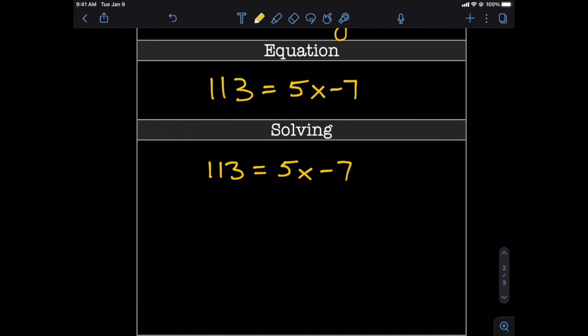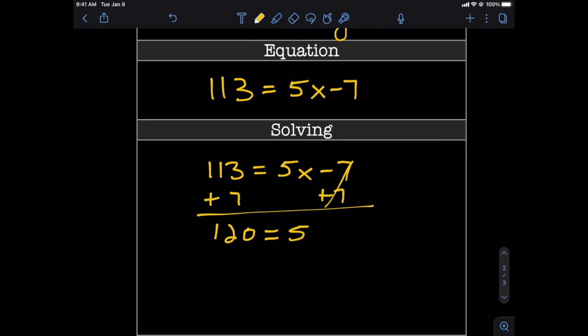To get x by itself, start by adding 7 to both sides like this. Crosses off there, 113 and 7 makes 120, equals 5x. To get the x by itself, we need to divide everything by 5, and that's going to give us a value of x that is 24. 120 divided by 5 is 24.